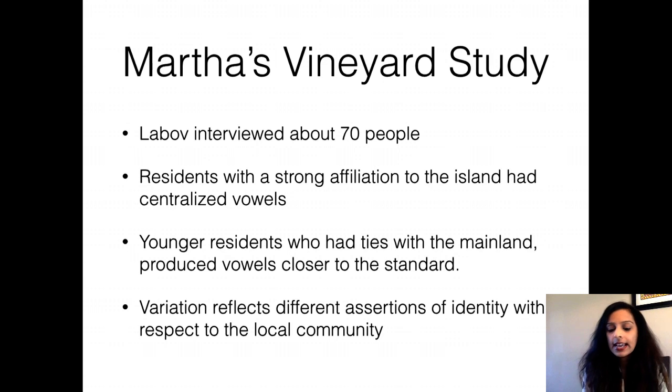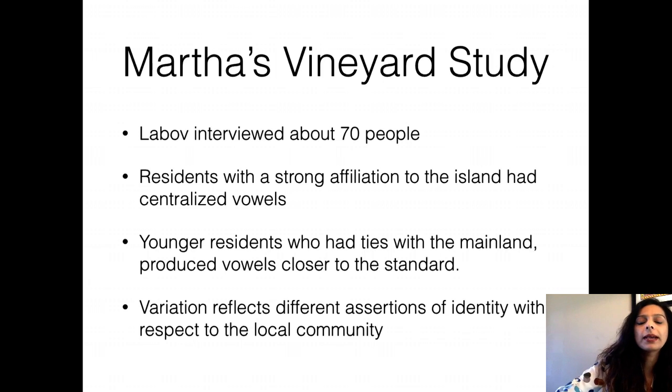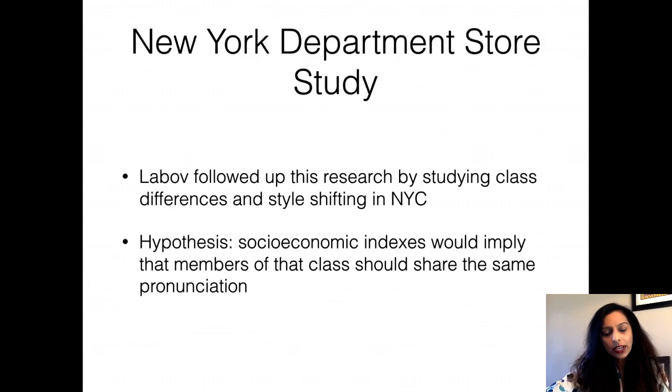And what he showed was that depending on age and depending on gender, you actually had a difference in affiliation to the island. So if you had a strong affiliation to the island, you had these centralized vowels. But if you are a younger resident, you worked in a city like Boston, right, or in New York, you worked on the mainland or studied on the mainland, you produced vowels that are closer to the standard in the city, right? And so what he showed was that language variation reflects different assertions of identity with respect to the local community, right? So it's a really, really fundamental kind of study. This is called the Martha's Vineyard study.